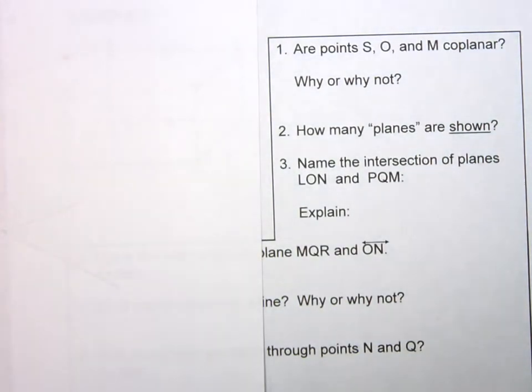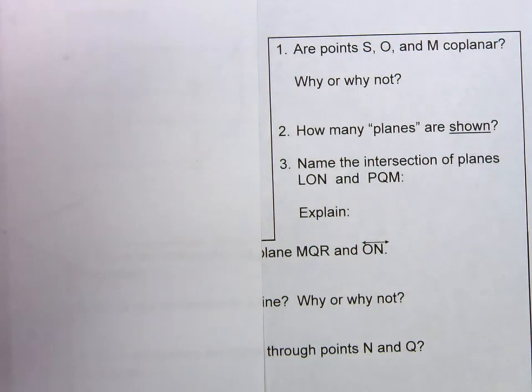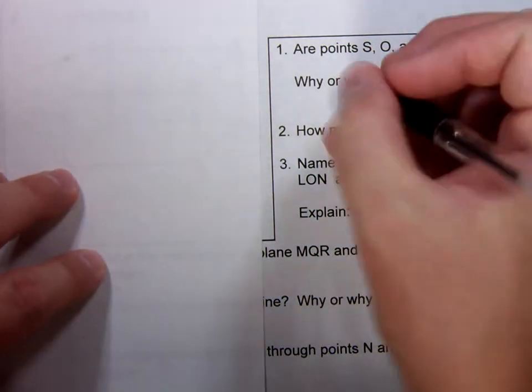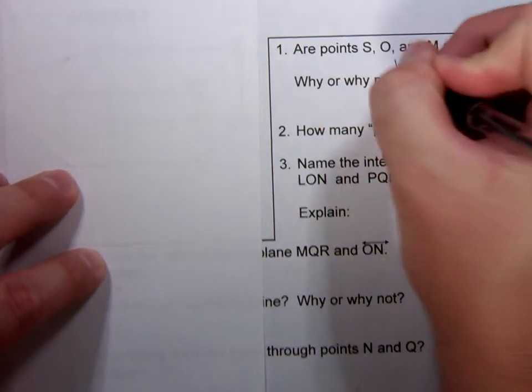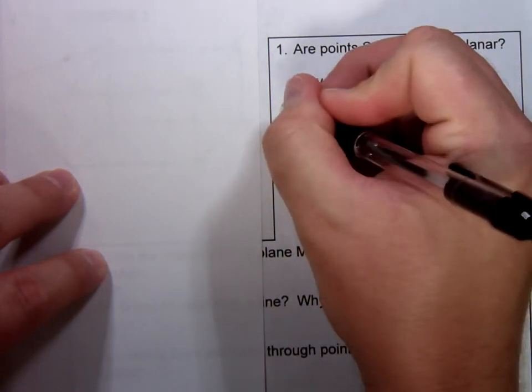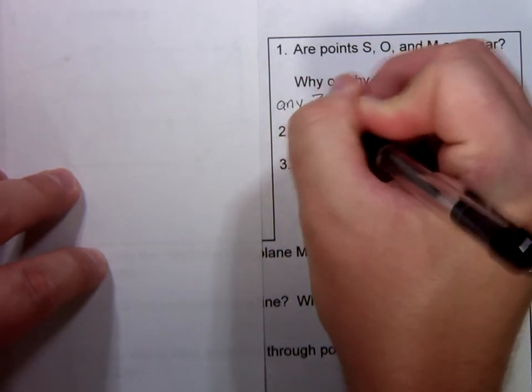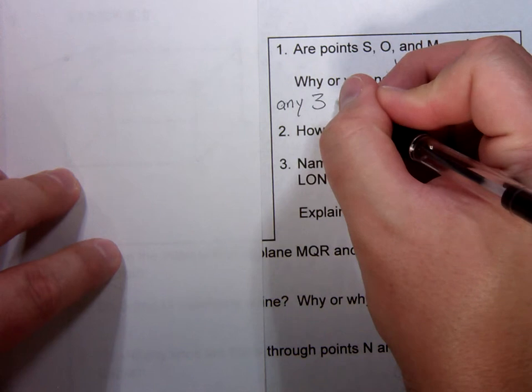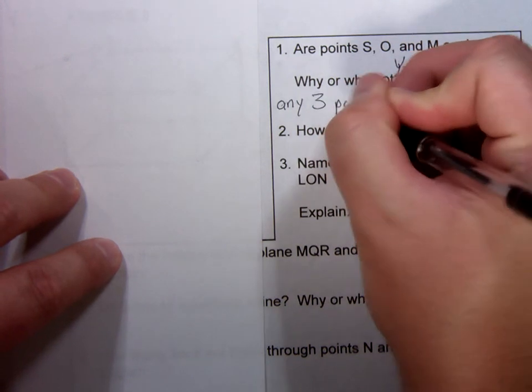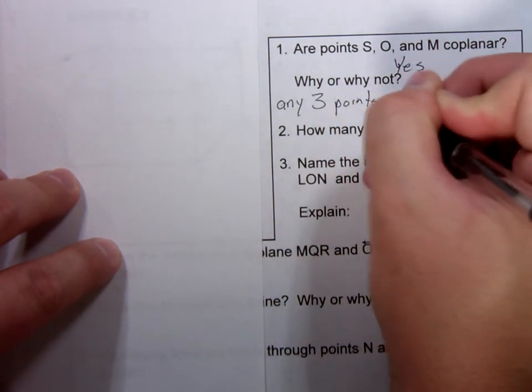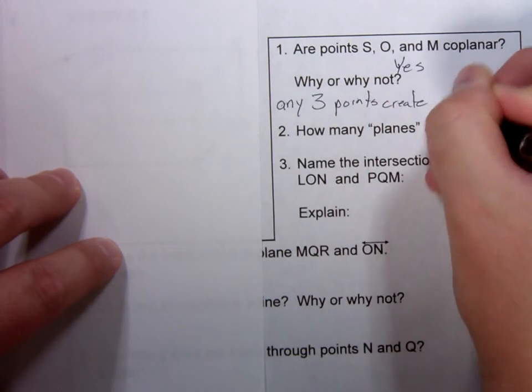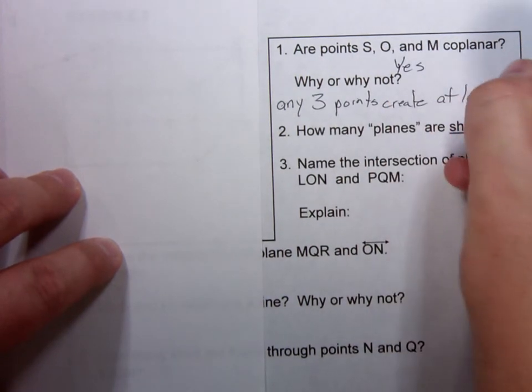Because we learned that if you have 3 points, you always have at least one plane that can go through them. So the answer to this question is yes. Any 3 points create at least one plane.